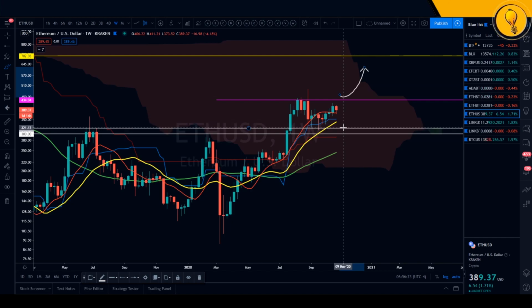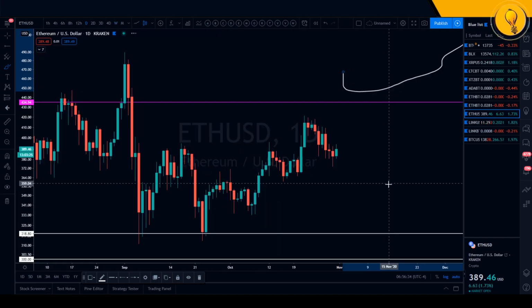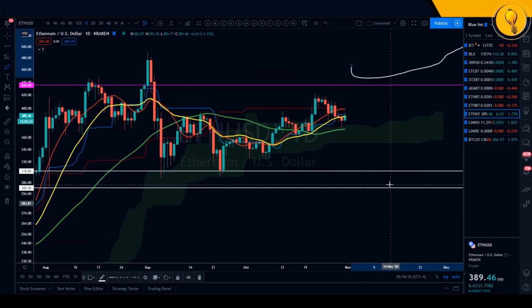But right now, guys, the bulls have the edge, period. The bulls are in control. Okay, so that is something to note on Ethereum's weekly time frame. Let's get on to the daily and see what the daily is up to.